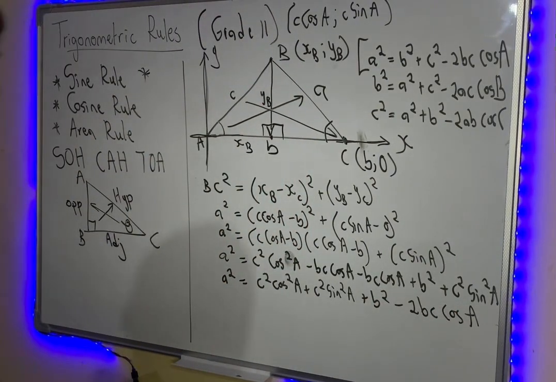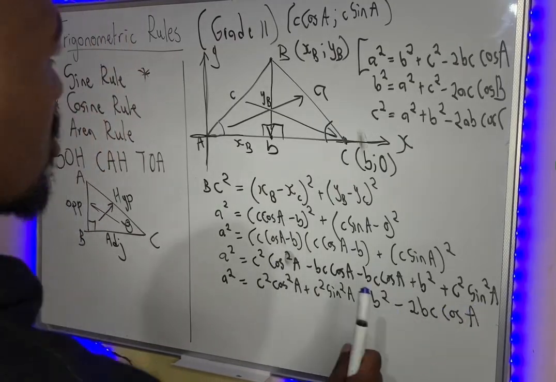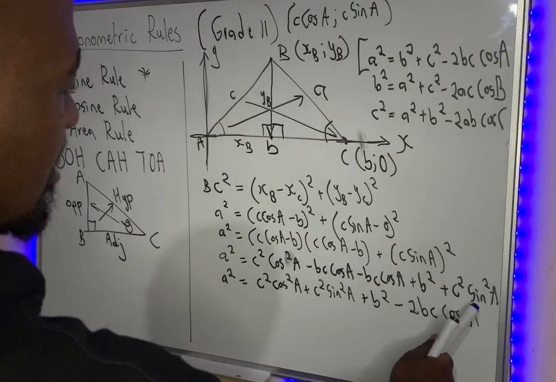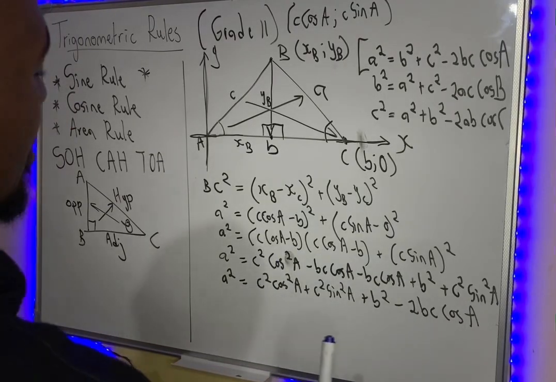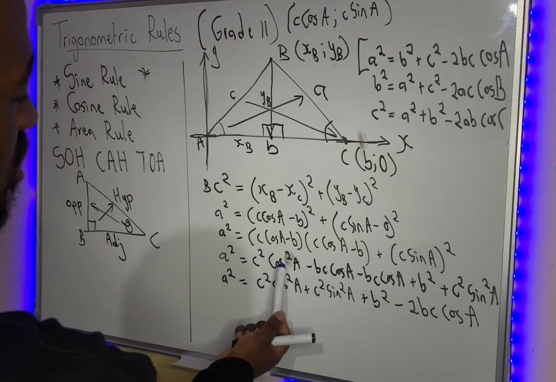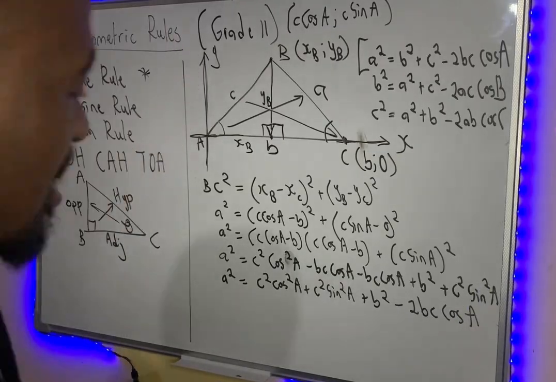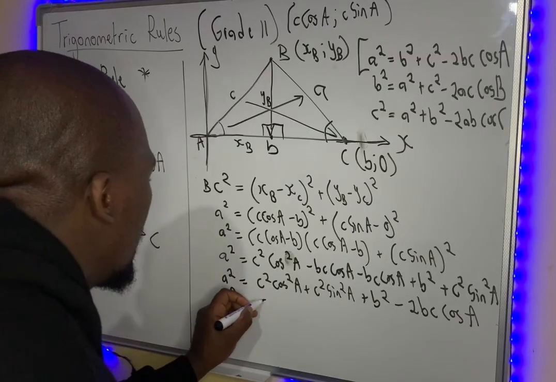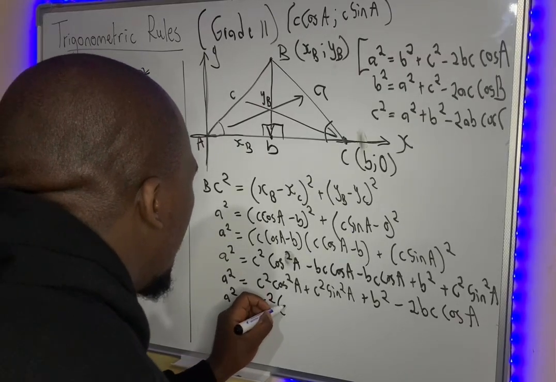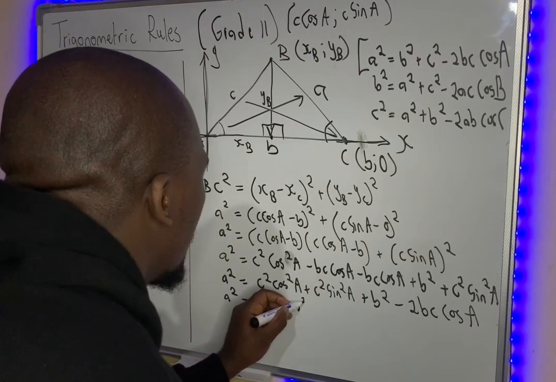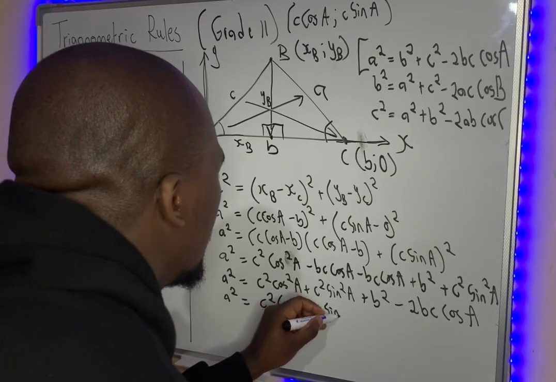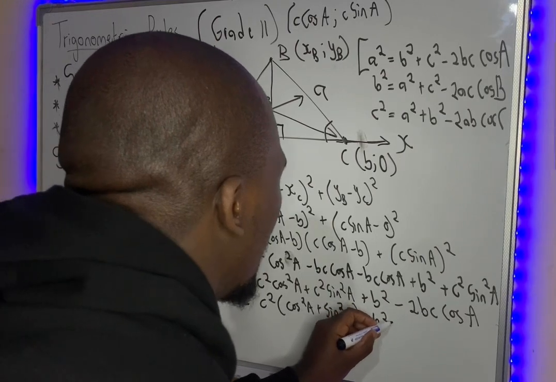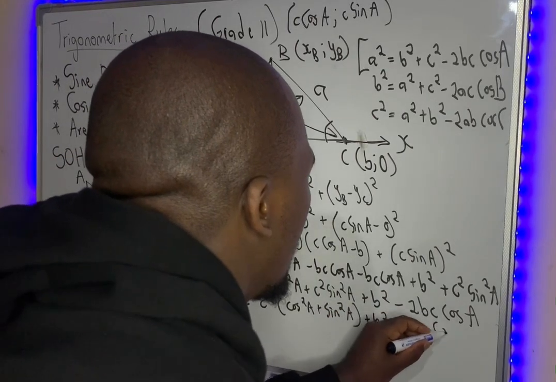Let me explain something. Why are we grouping this and this? Because we know that one has a C squared that is alone. So how can we create this and this to be just C squared? Simply because we know that if we have cos squared A plus sine squared A, we get 1, right? So we can just say A squared is equal to, we take C squared as a common factor, then this is going to be cos squared A plus sine squared A, right? Then plus B squared minus 2BC cos A.